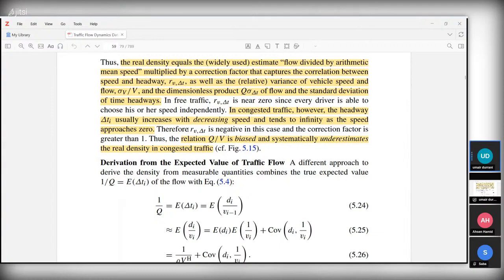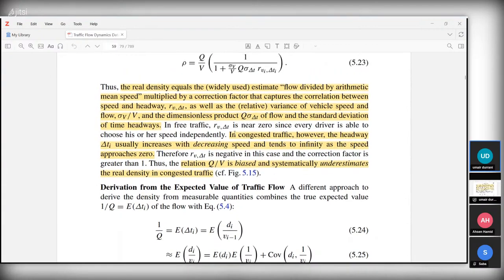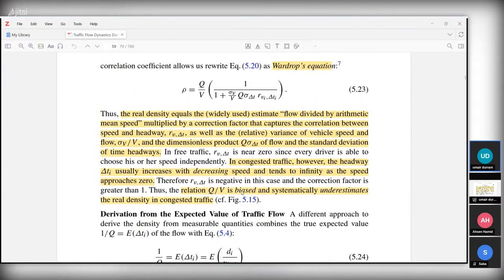So therefore, the correlation is negative in this case, and the correction factor is greater than 1. Thus, the relation Q over V is biased and systematically underestimates the real density in congested traffic. If we only use Q over V as we were using for stationary conditions, it is going to be very biased. So it's not a good idea to do that. That's why we need to use this correction factor also.